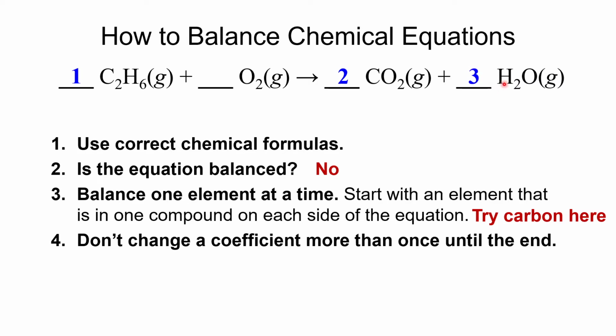All we have left is oxygen, and you'll see that over on the right side, what we have locked in place already, 2 times 2 is 4, plus 3 more gives us a total of 7. So we have 7 oxygens on the right, and we need to get 7 oxygens out of this O2. Well, obviously, O2 is an even number of oxygens. So if we multiply it by a whole number, we're going to get an even number. We need a fractional number here.